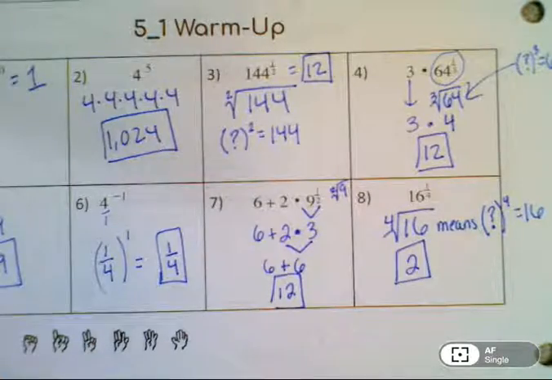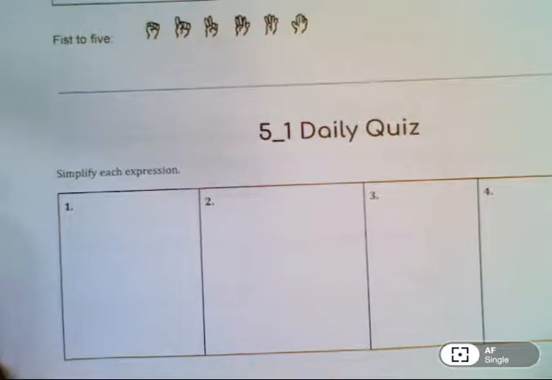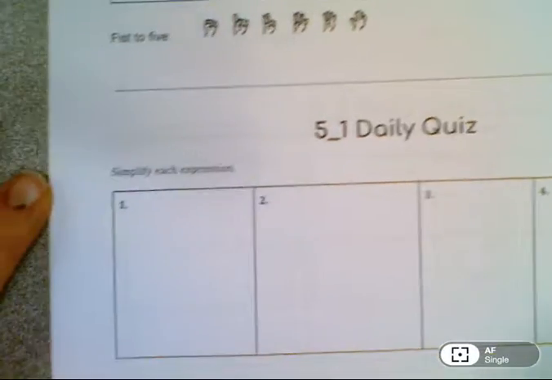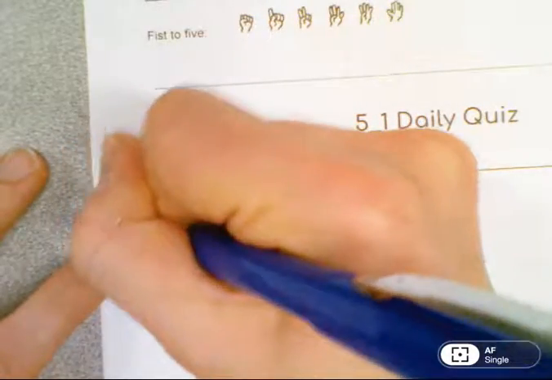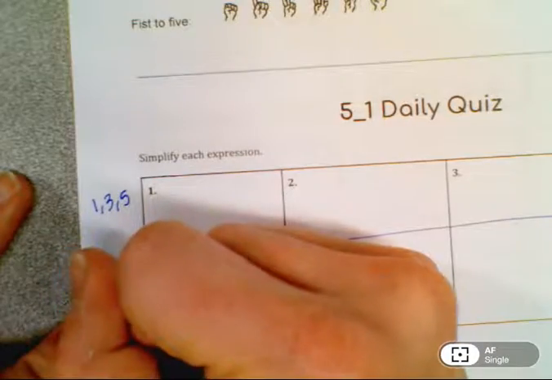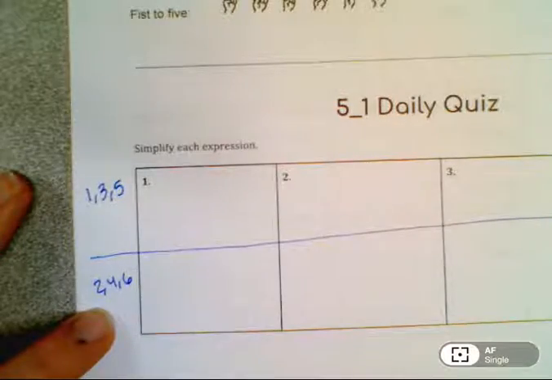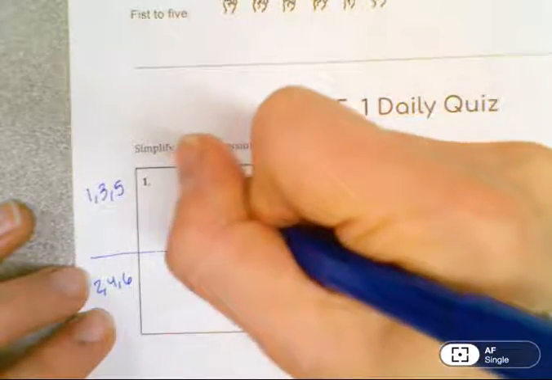There's the warm-up. What I'd like everybody to do now is turn to the daily quiz part. I want you to look at the seat number wherever you're sitting. On the top here, I'm going to put the odd numbers 1, 3, and 5. If you're sitting in seats 1, 3, or 5, you're going to write down these top problems. If you're sitting in seats 2, 4, or 6, you're going to copy these problems down here. Problem 1, if you're sitting in an odd seat, is going to be 5 to the 4th power.